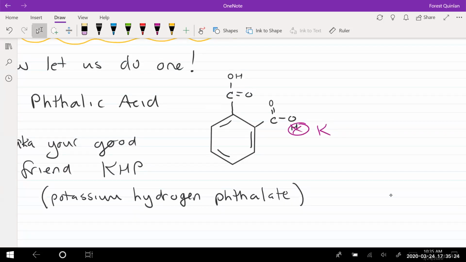And then now it becomes a monoprotic acid. Now we're not going to do that. We're going to go ahead and leave it as the diprotic acid. We're going to stick our H back on there. And these are the two H's that are coming off to give us our acid here.